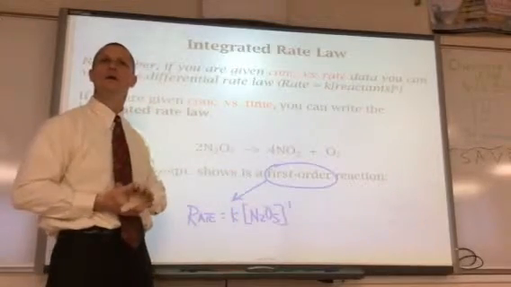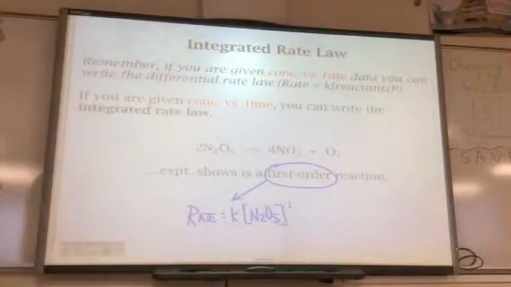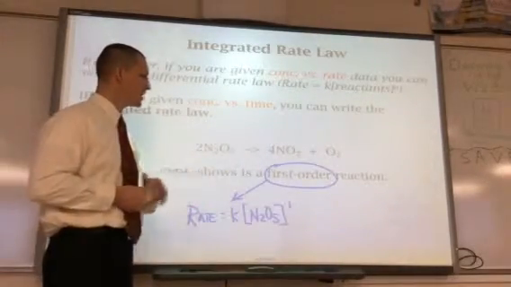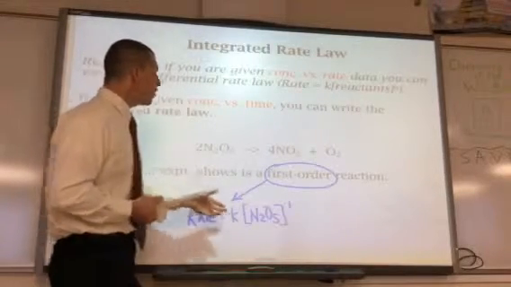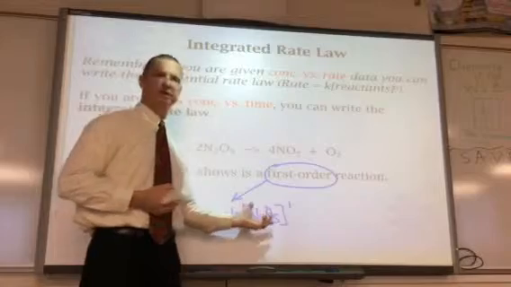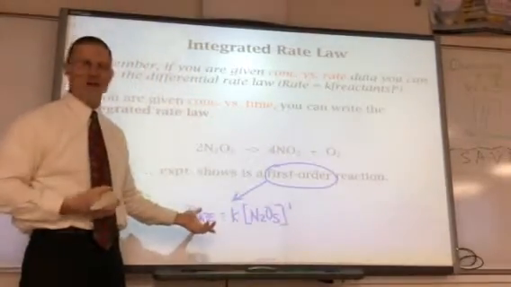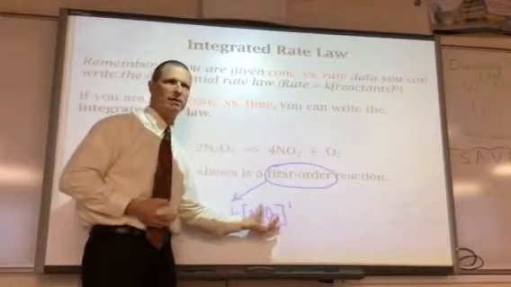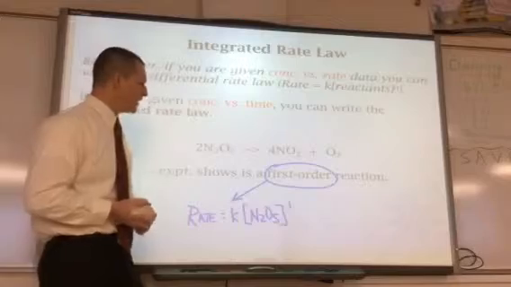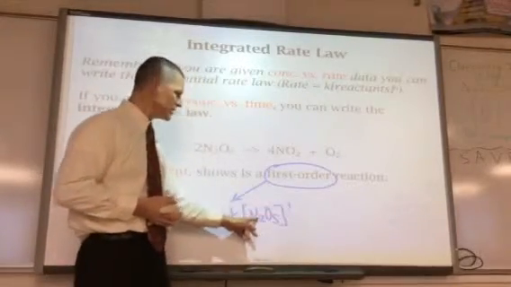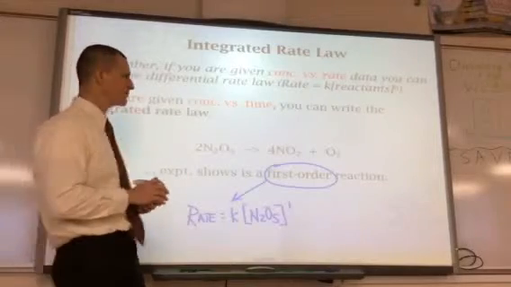Shows or show? Oh, it says experiment shows that this is a first order reaction. So if I double the concentration of N2O5, the rate would double. That's what first order means. If I triple the concentration of the reactant, the rate triples. First order. That's what that 1 is doing there. So if that goes up by 2, then the rate is going to go up by 2. That kind of thing. It's a linear relationship.